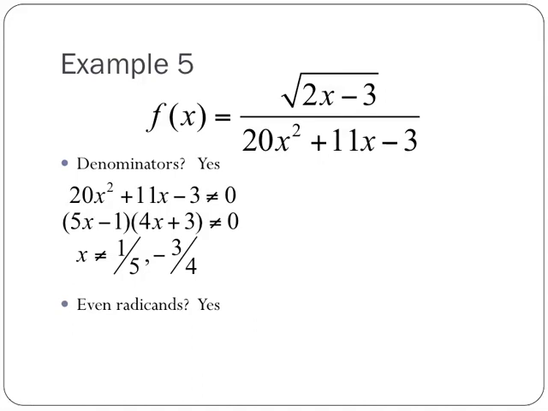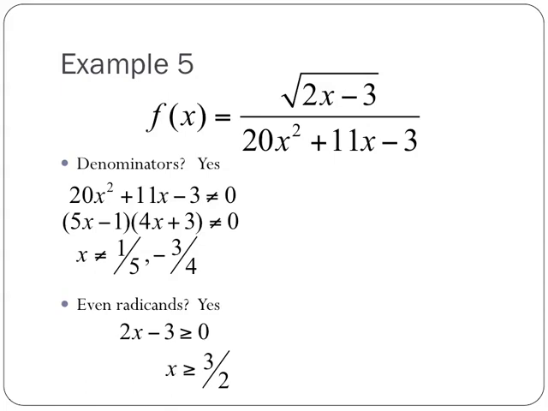Because the square root of 0 is equal to 0, the only restriction we have is that this 2x minus 3 cannot be negative. In other words, this expression under the square root must be greater than or equal to 0. So that's what I'm going to write down: 2x minus 3 is greater than or equal to 0. Now we can solve this, and we find that x must be greater than or equal to 3/2.